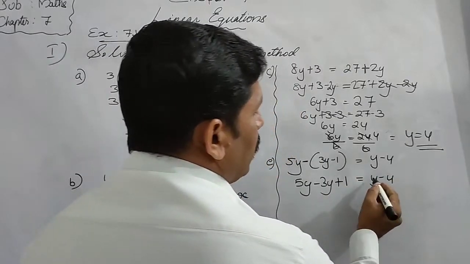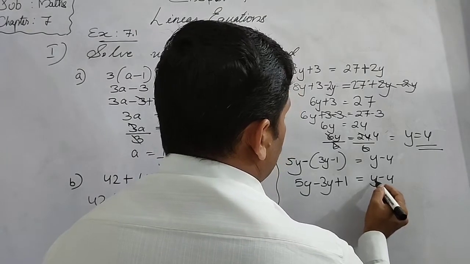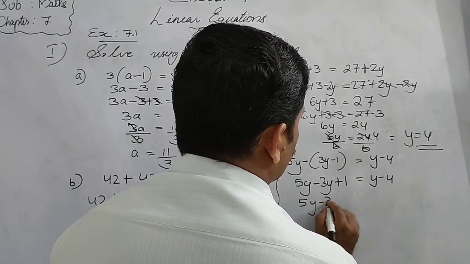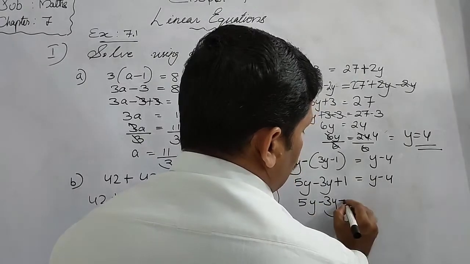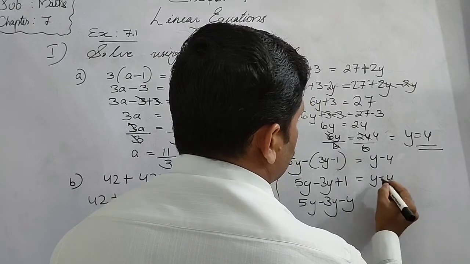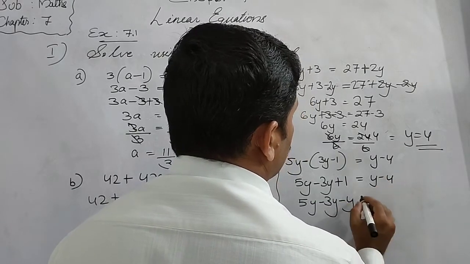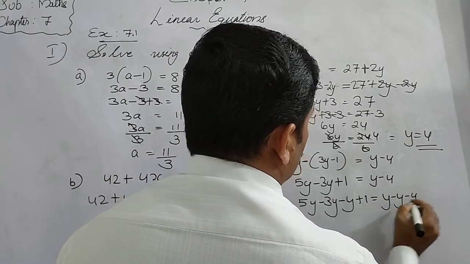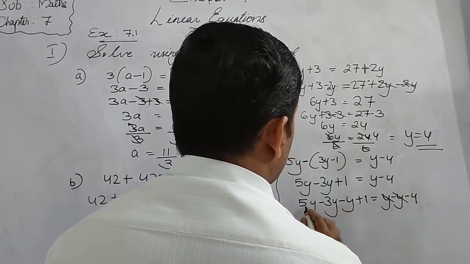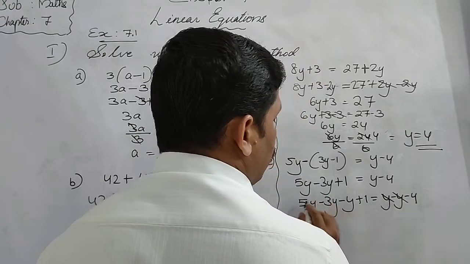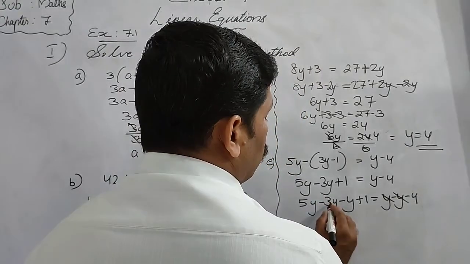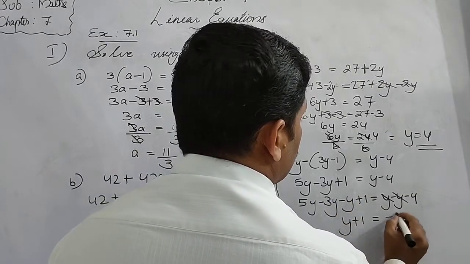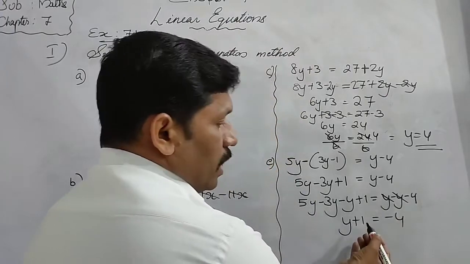Now I want to eliminate this y from here: plus y changes to minus y. So here, 5y minus 3y minus this 1y, because I am subtracting from this side, so here also subtract, plus 1 is equal to y minus 4. So y minus y will be cancelled, and 5y minus 3y is equal to 2y, 2y minus y means 1y, y plus 1 is equal to negative 4. That is the answer that we got.